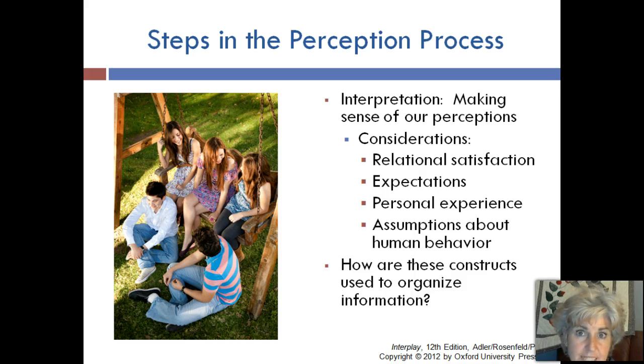And there are various things that determine how and why we interpret certain things the way we do. Relational satisfaction: if you're really happy in a relationship, you tend to view a partner's behavior as more positive. If you're not, then you'll attribute more negative connotations to it. Your expectations: do you expect to get dumped? If you expect to get dumped, then you're going to interpret certain things that are said or done in alignment with that set of expectations. That's where self-fulfilling prophecy can come into play again.